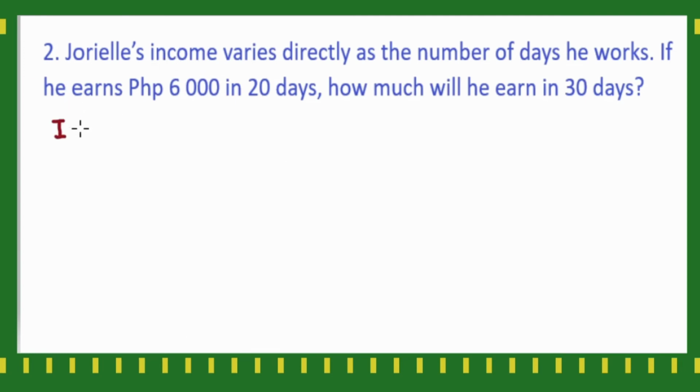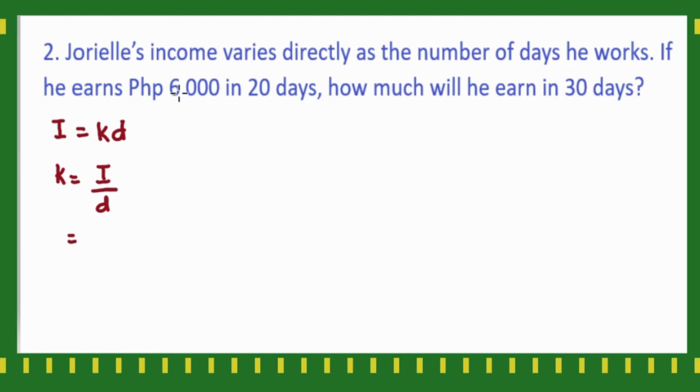Joriel's income varies directly as the number of days. So, that's K. Number of days is D. Varies directly as the number of days he works. You can use a different letter if you like. So, K is equal to I over D. Same also, you can also use small letters with this one.